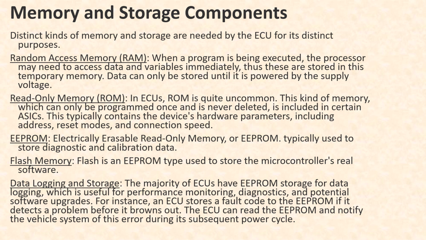Next comes the read only memory, ROM. Now in ECUs, ROM is quite uncommon. It is not actually a standard part of the ECU, but sometimes it may be available. This kind of memory, which can only be programmed once and is never deleted, is included in certain ASICs. And this typically contains device hardware parameters, including address, reset modes, and connection mode.